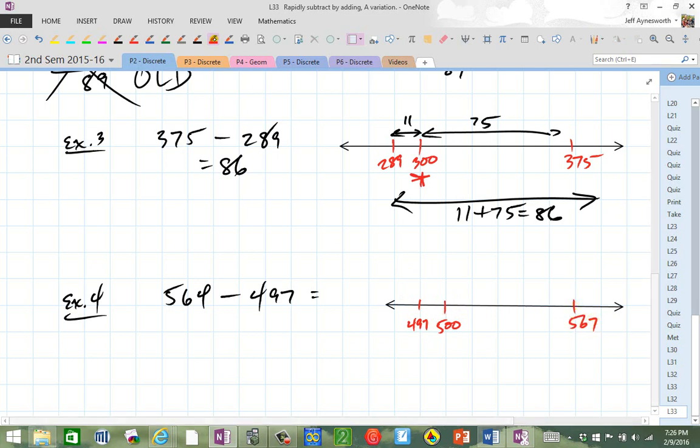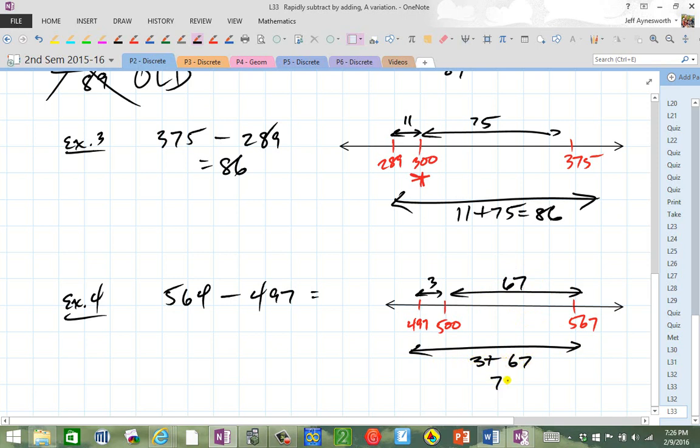Okay, now 497 is obviously 3 away from 500. If you add 97 to 3, you get 100, plus 400 is 500. That should be obvious. All right, now between 500 and 564, there's 64 units. So what you have to do to find the difference between these two values is add. So 3 and 64, that's 67. Sorry, I didn't write down the right number at first. Okay, so the difference is 67.